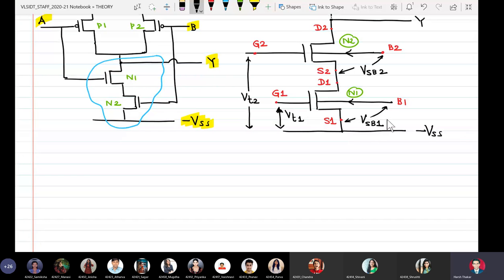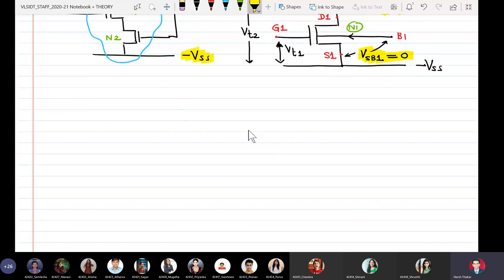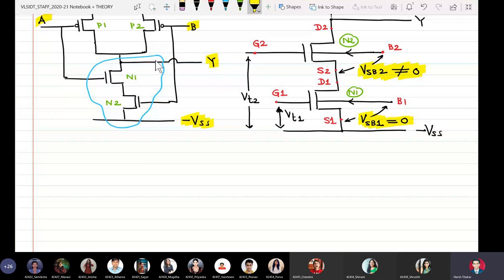It is very clear from the circuit diagram that the source of the NMOS N1 is referenced to ground VSS. So we will be having VSB1 equal to 0, but VSB2 will not be equal to 0. This is called body effect. Whenever the source to body voltage is equal to 0, there is no body effect, and whenever the source to body voltage is not equal to 0, the body effect is present. We have already told this before.